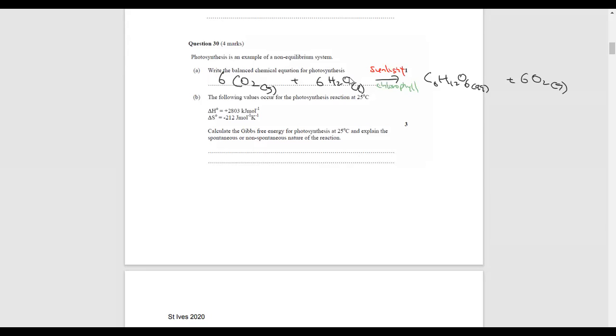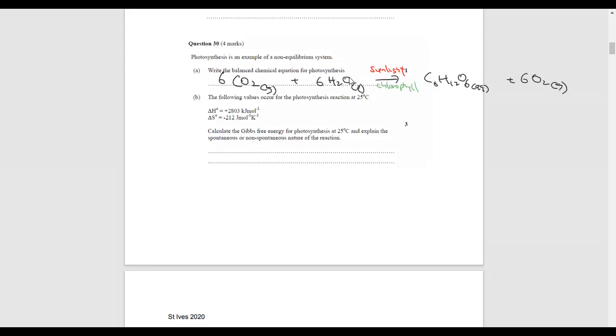Now, you're asked, the following values occur for the synthesis reaction at 25 degrees Celsius. You've got a delta H and a delta S. One very common mistake is to not pay attention to the units. So you should note that this is kilojoules and this is joules. So those two numbers are not directly comparable. So just pay attention to that. You want to calculate the Gibbs free energy for photosynthesis at 25 degrees Celsius, and then talk about whether it's spontaneous or not.